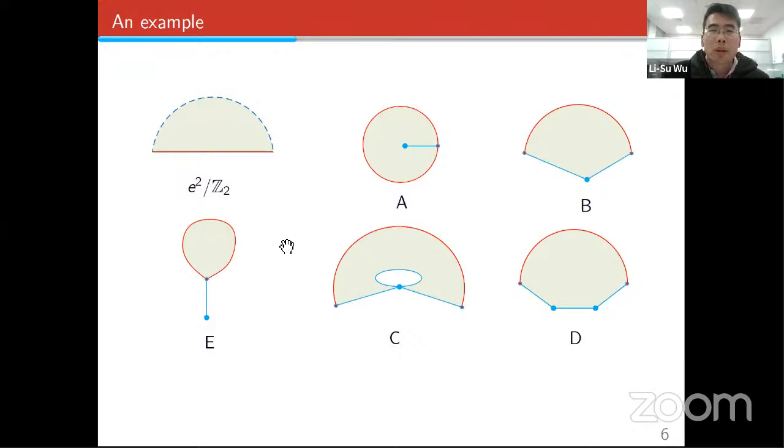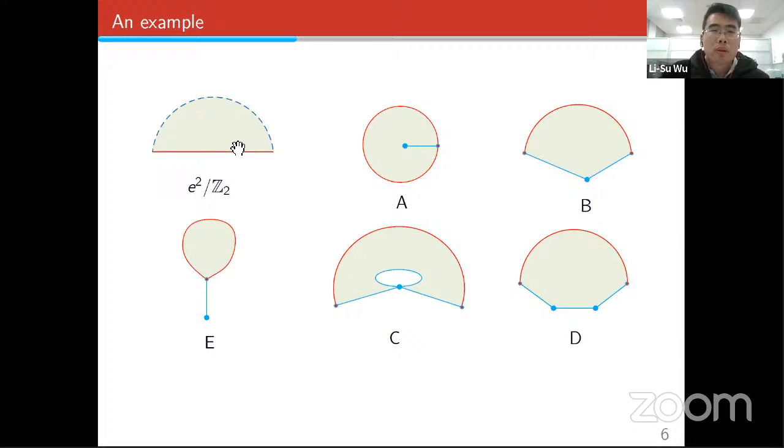Let's see some examples. Here is a Coxeter 2-cell. It is a half disk, and this red part is the singular part. Its boundary is an interval with two singular endpoints. Attaching these two cells to a skeleton, we can get the following.